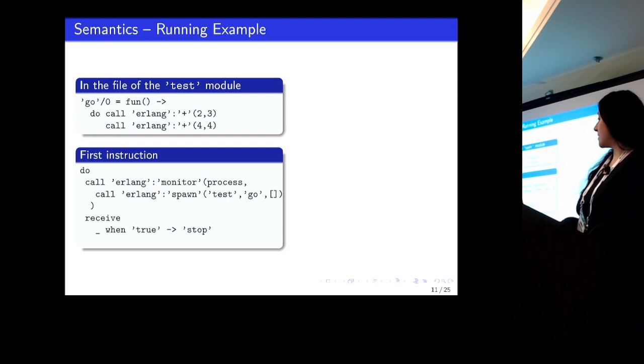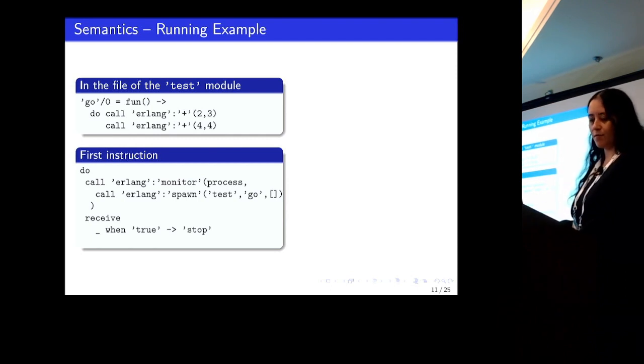For the semantics, I won't present all the behavior we modeled. I will use a small example to illustrate the two behaviors I picked. So let's say that we have a module named test, and in this module you have a function named go with 0 arguments. This function just does two sums.